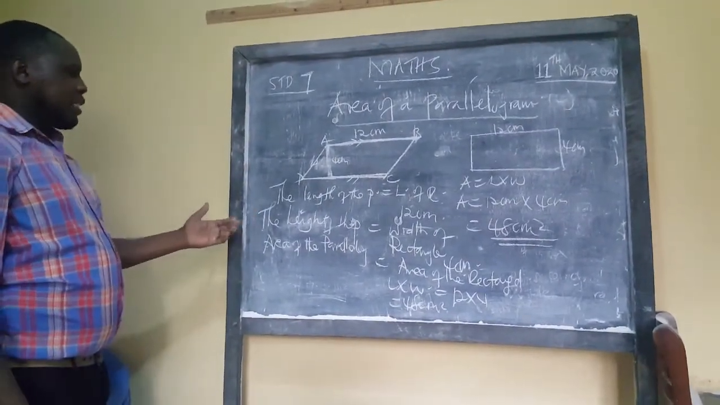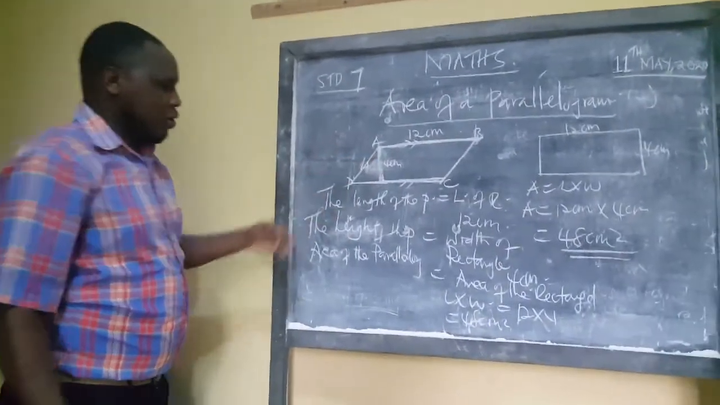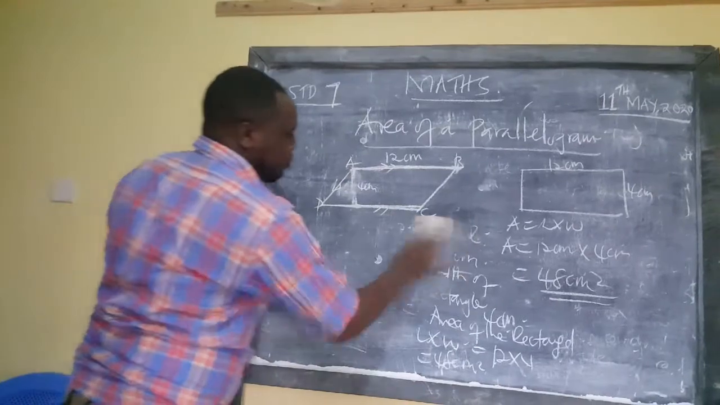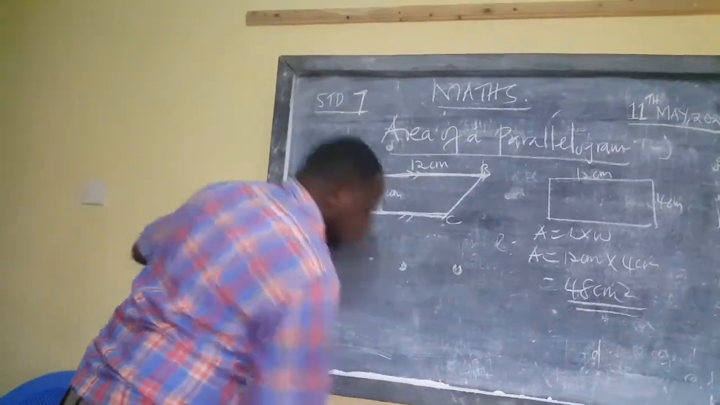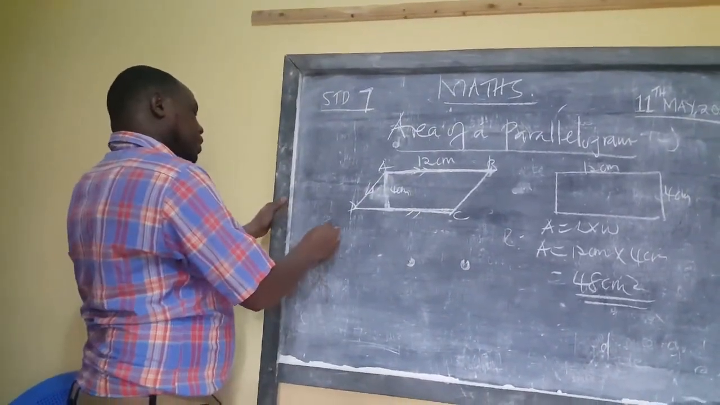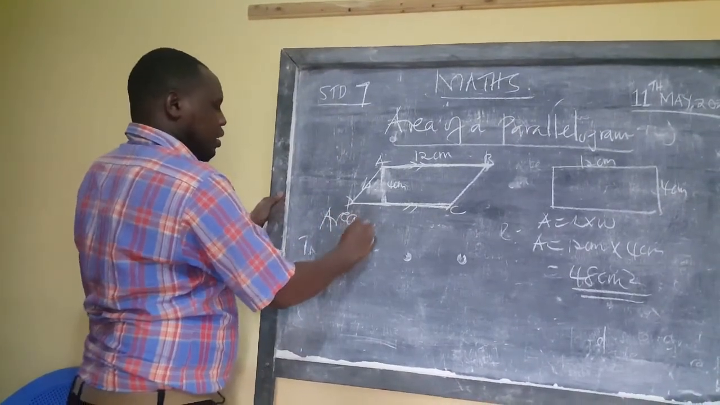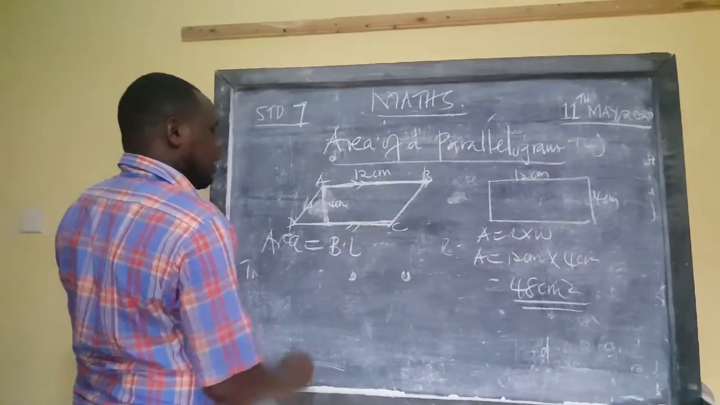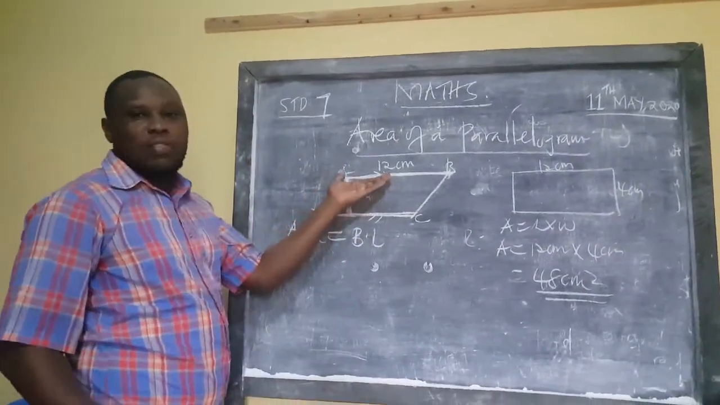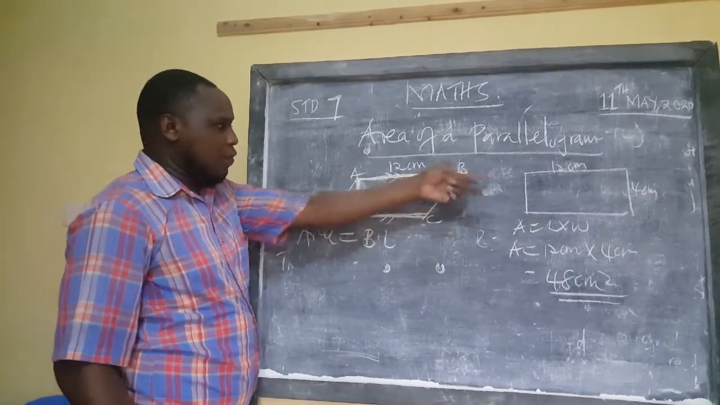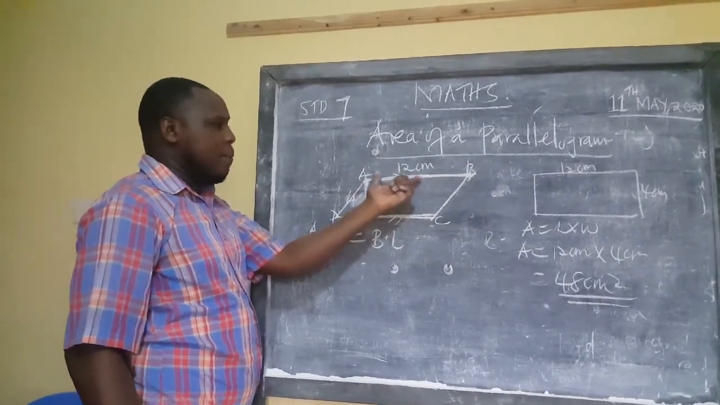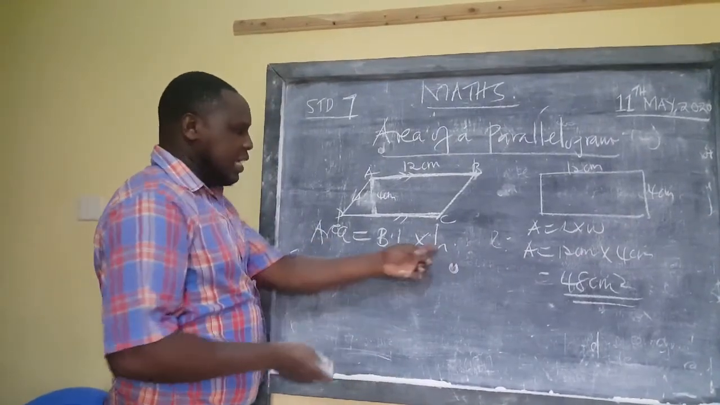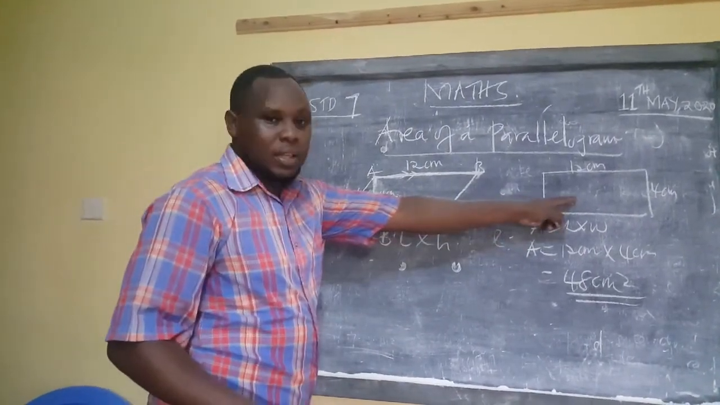So if you want to get now the area of the parallelogram, the area of our parallelogram is going to be the base length. The base length is going to be the length of the rectangle, which is 12 here, which is now the length of the parallelogram. Base length times height. Now the height here is going to be the width of the rectangle.